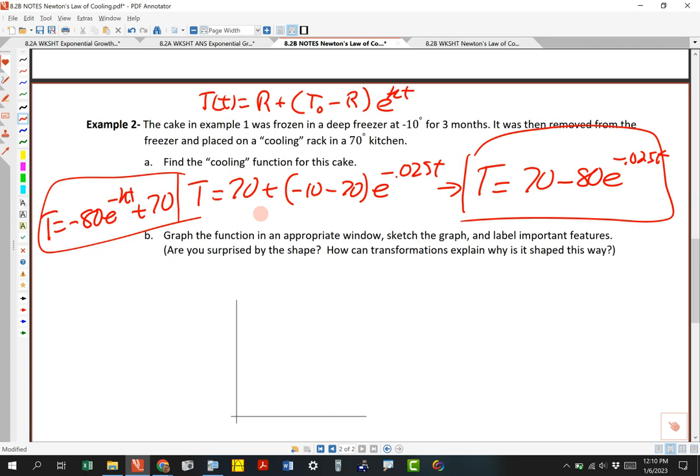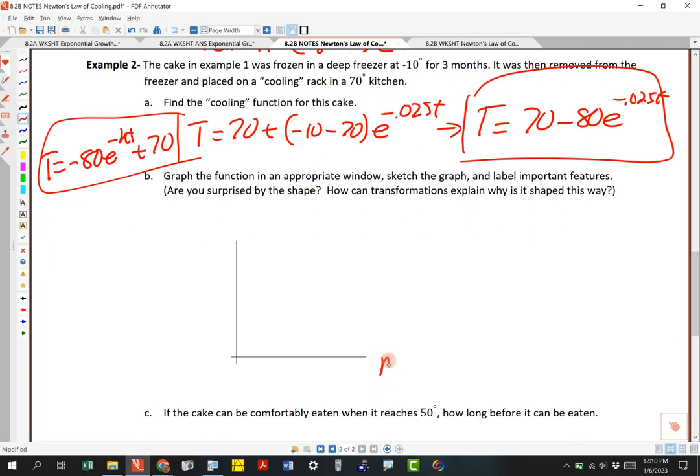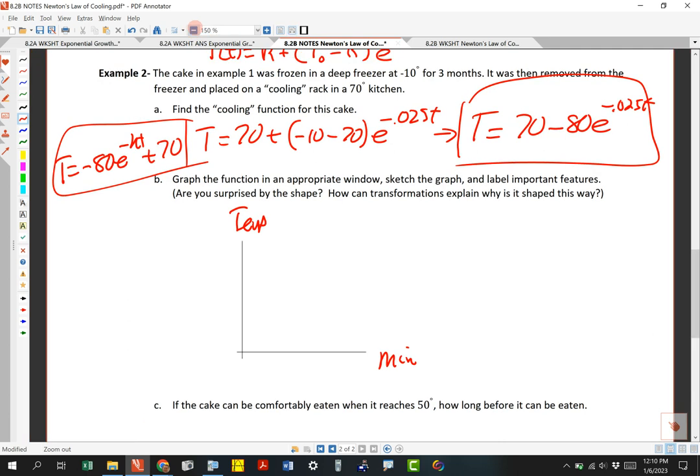Okay, if this was a parabola that opened up, what happens if we put a negative in front of that x squared term? It flips it upside down. So this is a negative exponential. It looks like this. So we're going to take this graph and vertically flip it. It's still going to have a horizontal asymptote out here. So instead of cooling down, it's going to warm up like this. So grab your calculator, type this in, sketch this and label these. Remember, this is going to be minutes and this is going to be temperature. Sketch that and label it, and we can eat it when it's 50 degrees.